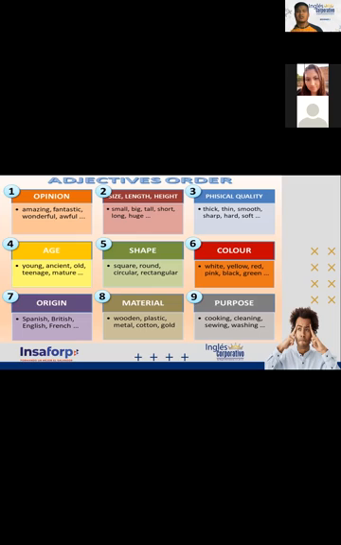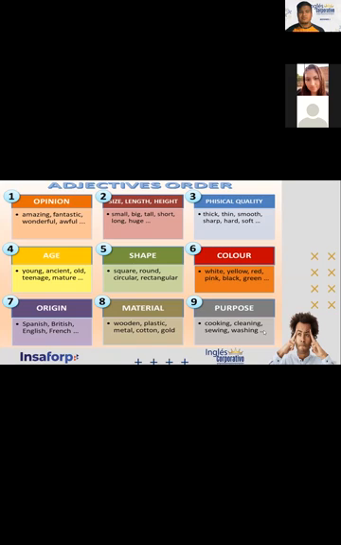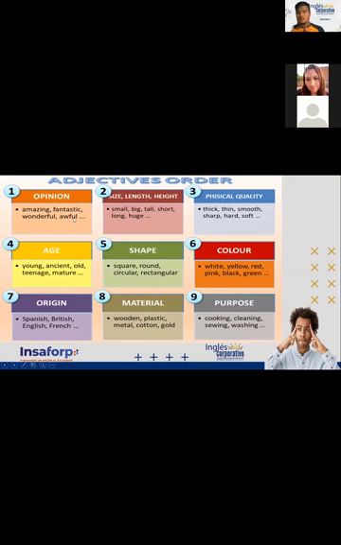When it comes to origin, we're talking about nationalities, like Salvadorian, Spanish, British, English, or French. When it comes to material, like plastic, metal, cotton, gold, wooden. And when it comes to purpose, it means something that we are doing, like cooking, cleaning, sewing, and washing. So I need you guys to remember this table. Keep in mind the order that you need to follow: number one, opinion; number two, size, length, and age; number three, physical quality; 4, age; 5, shape; 6, color; 7, origin; 8, material; and 9, purpose.